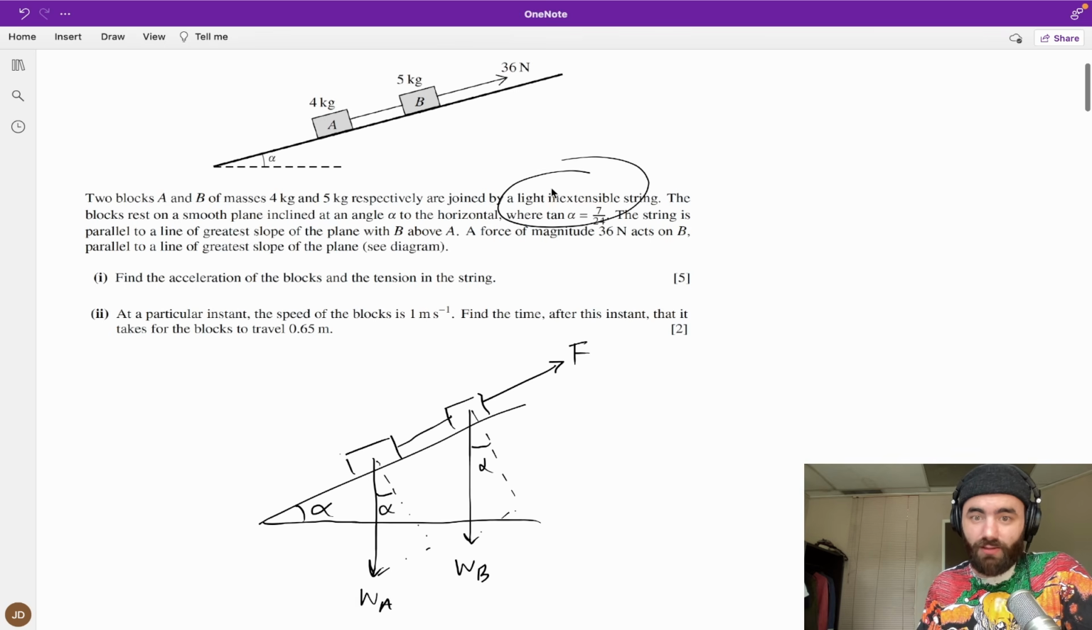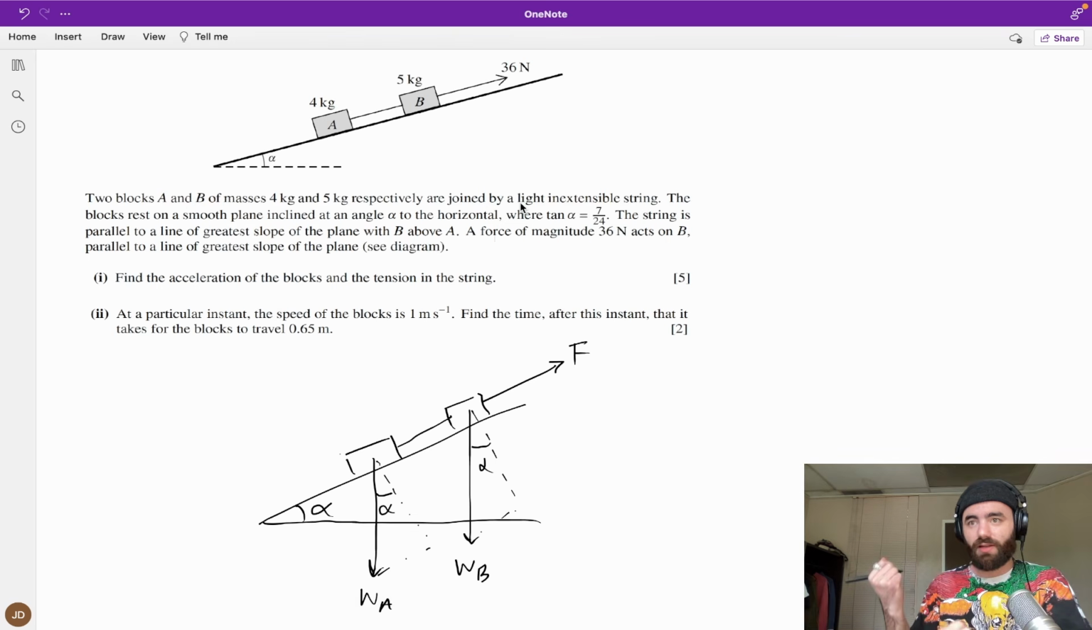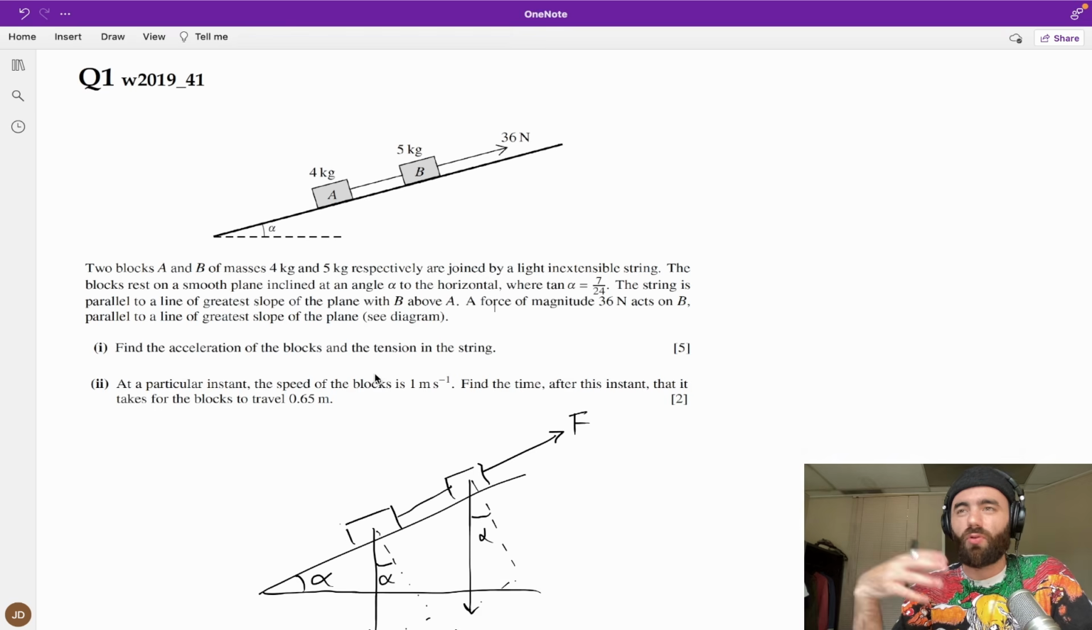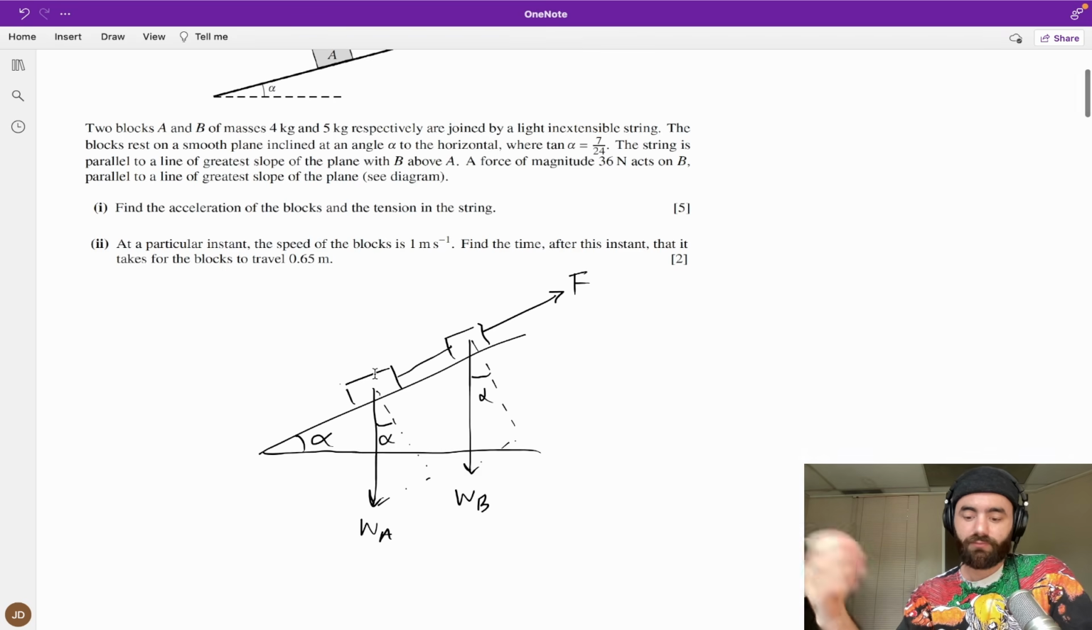String is inextensible, which is actually quite important, because if it was extensible, then it would pull and then back and pull back, and it would be doing all this goofy stuff. But you won't have to worry about that. So we want to find the acceleration and tension. This is actually quite similar to the pulley question, or all these kind of questions that involve you having to use Newton's second law to resolve the forces about each mass.